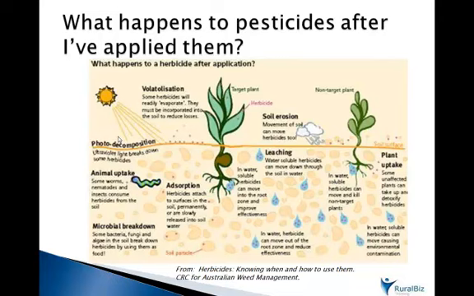The other thing we need to think about before we start using pesticides is what happens to them after I've applied them. So after we've applied pesticides, even after we've achieved good pest control, what then? Where does the pesticide go? Let's have a look at a herbicide that's been sprayed on crop weeds as an example.